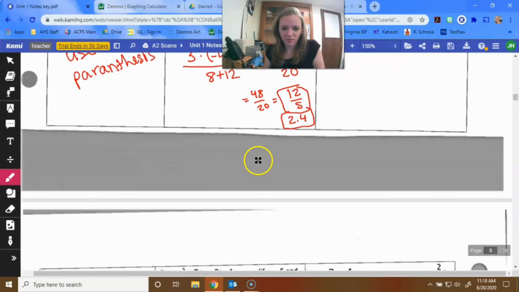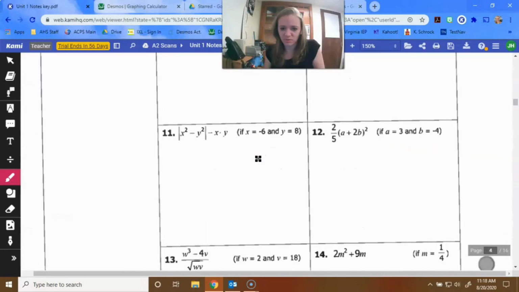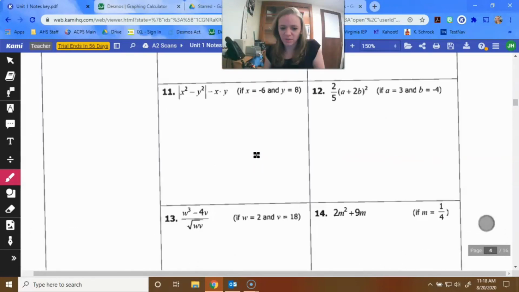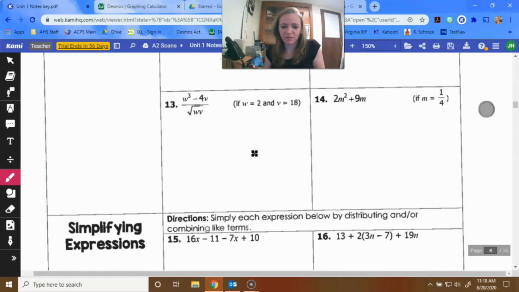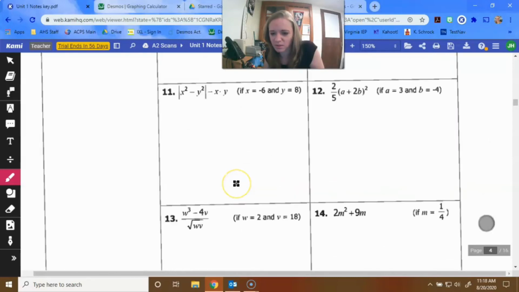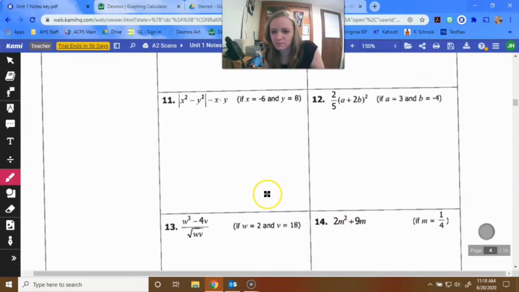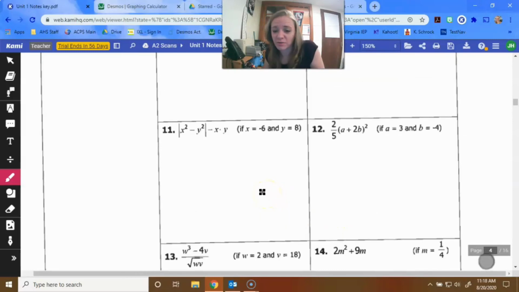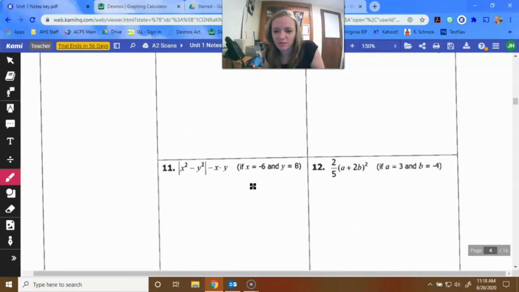Let's see, do we have any of those on the next page? Oh, yes. Okay. I believe you'll be fine on these. Let me see if there's anything crazy going on in here that we need to do together. Just make sure you do your exponent first before you multiply by 2 here. And use your calculator if you want to double check anything.